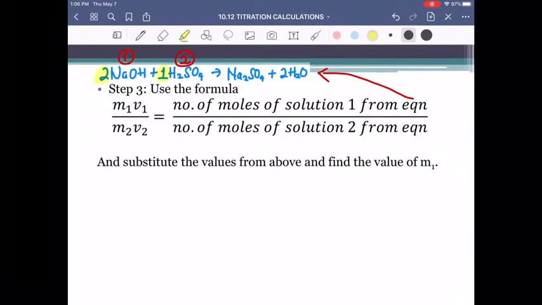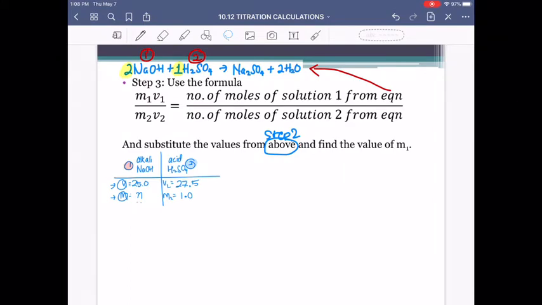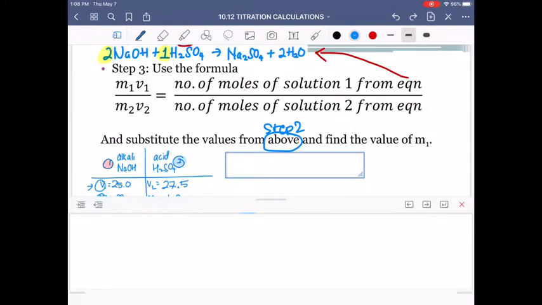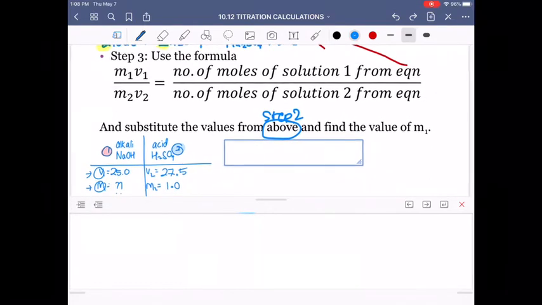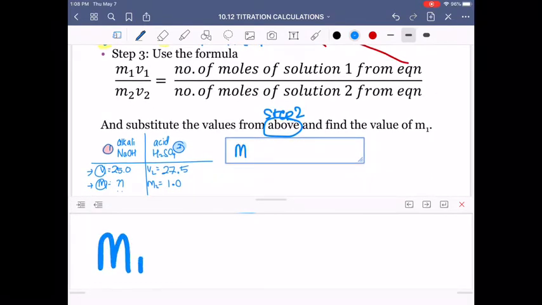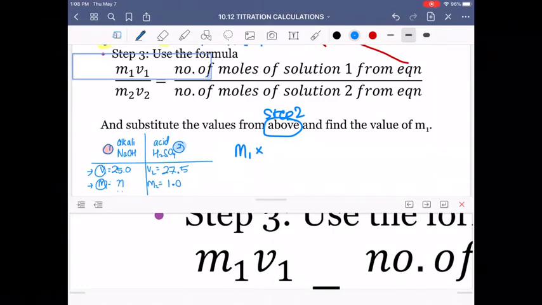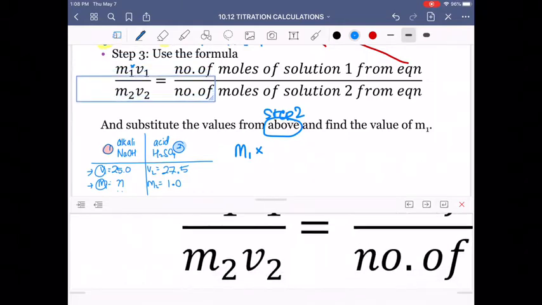Then substitute the value from step 2 and find the value of your missing M1. To make it easier, I've copied the step 2 table here. So let's write our working. M1 is unknown, so I'm going to leave it as M1. Bear in mind, in between here should be multiplication, just like algebra in maths. Here is multiplication.